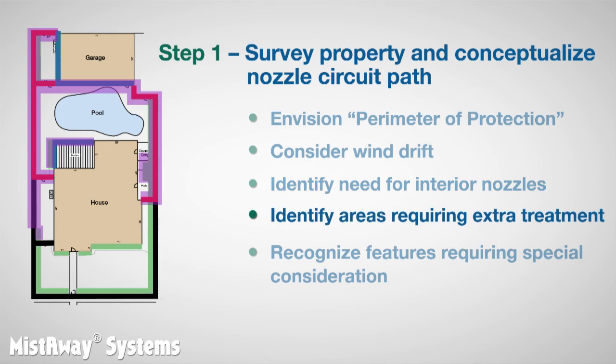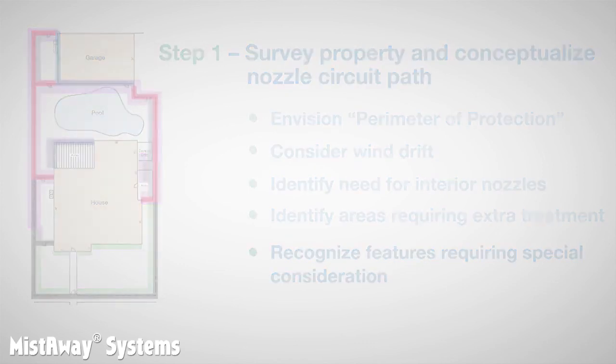Are there areas that might require extra treatment? This area here on the east side of the house is pretty lush and shaded. We should increase the nozzle density there. And are there any bodies of water, koi ponds, or jungle gyms or other areas where we need to be especially careful? Luckily, not in this property.